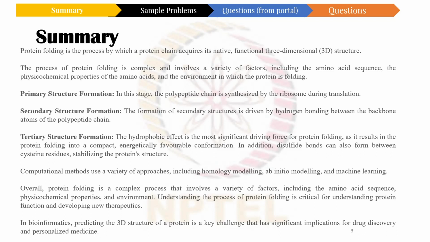Overall, protein folding is a complex process that involves a variety of factors including amino acid sequence, physiochemical properties, and environment. Understanding the process of protein folding is critical for understanding protein function and developing new therapeutics. In bioinformatics, predicting the 3D structure of a protein is a key challenge that has significant implications for drug discovery and personalized medicine.